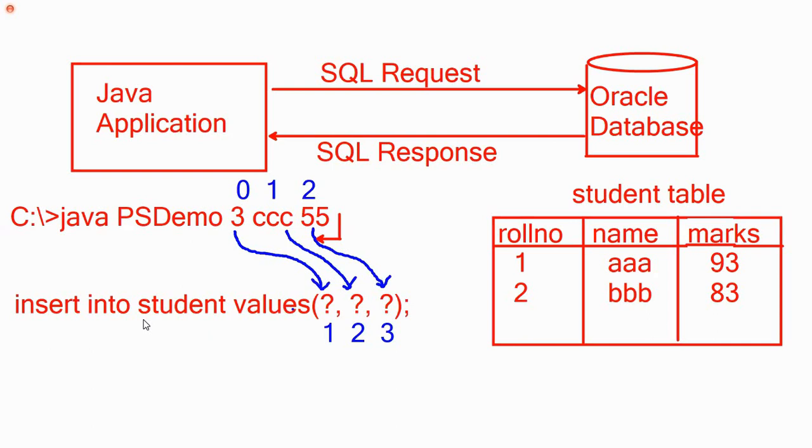Marks. Here setter methods we have to call. setInt, setString, setInt. setInt question mark number 1, this value. setString question mark number 2, this value. setInt question mark number 3, this is a value. Say at the command prompt, args of 0, args of 1, args of 2. But all args are string format. You have to convert into integer format here. Here string format as it is, here integer format. Then this query executed, then it is going to be stored: 3 CCC 55.